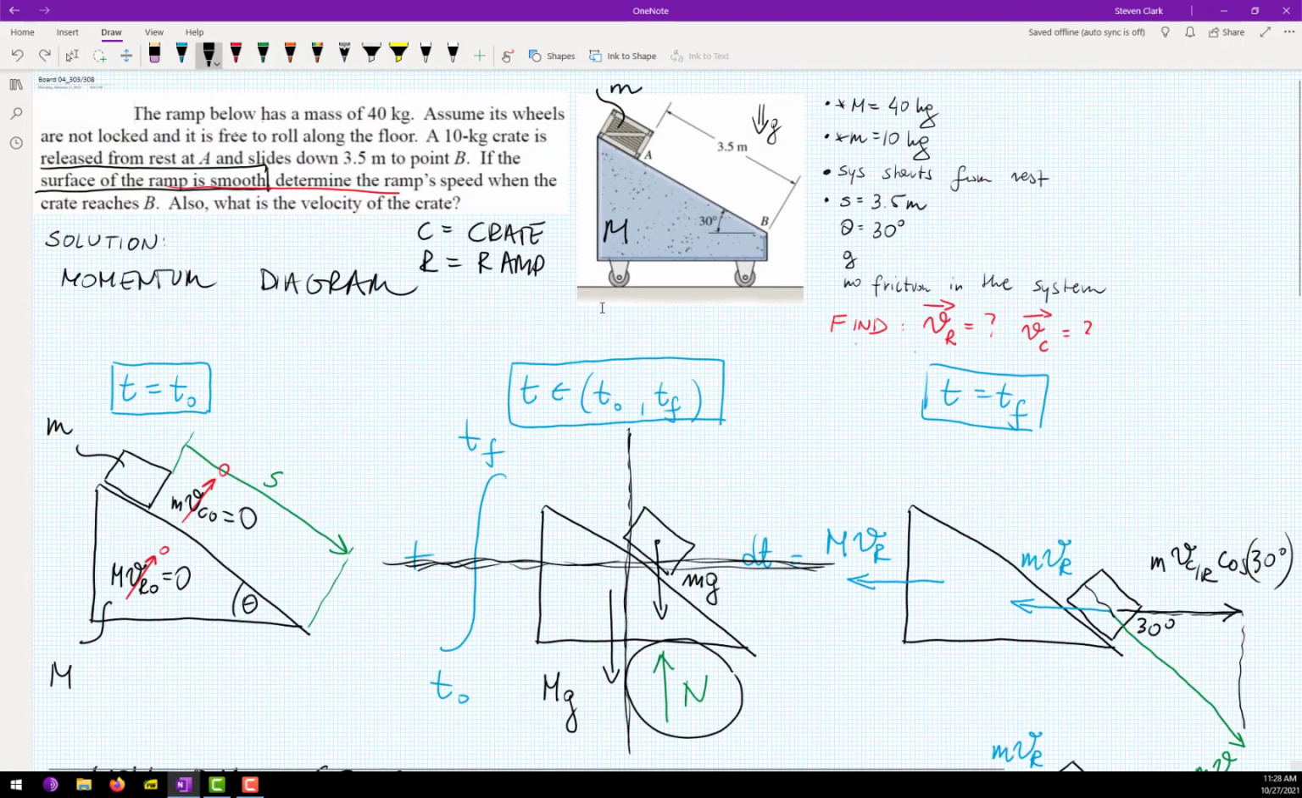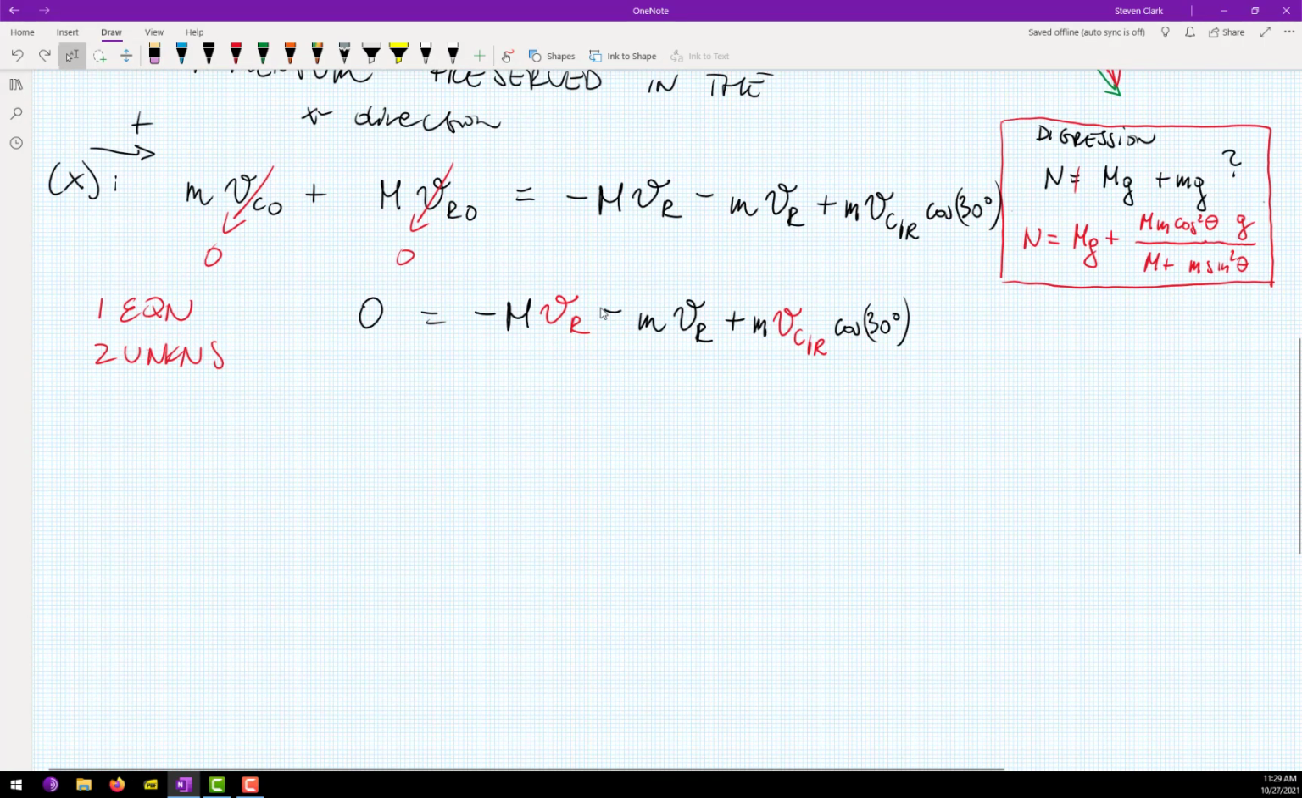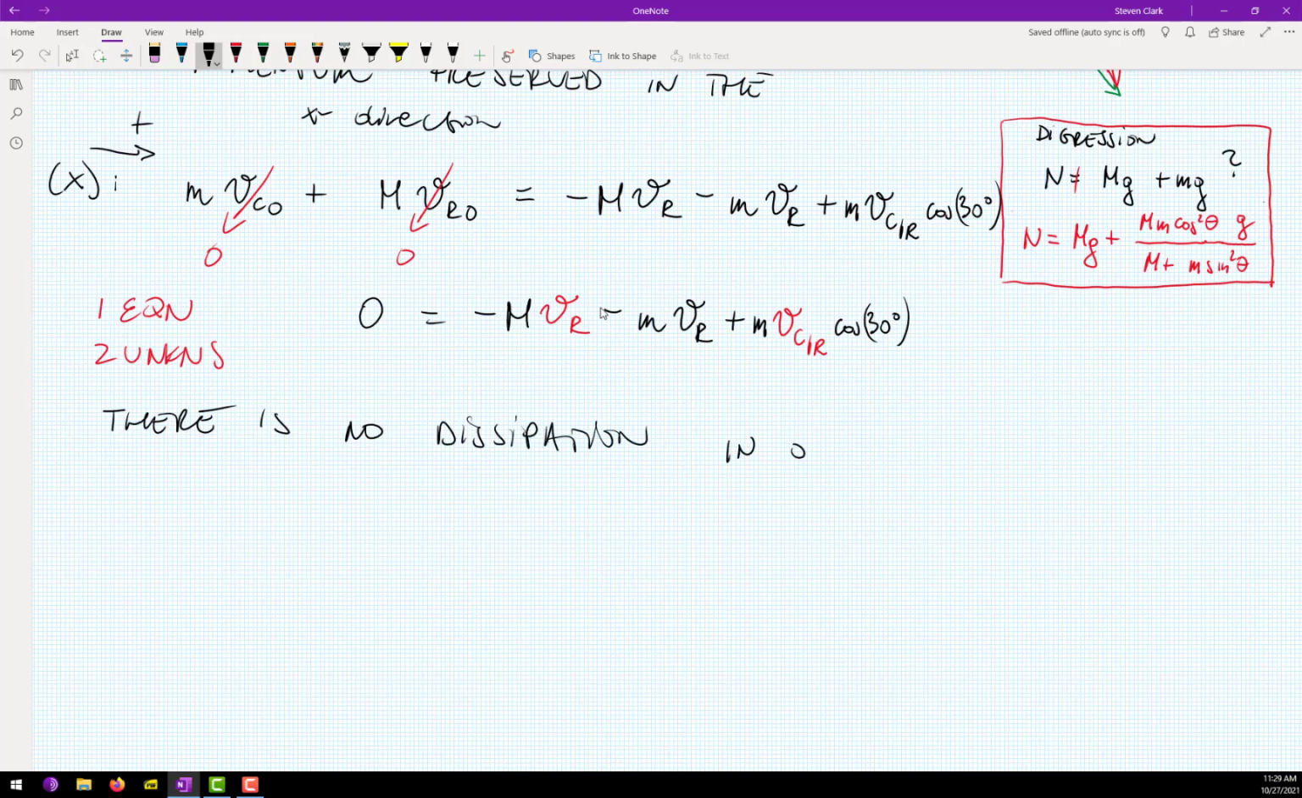But guys, here is some information. There's no friction in the system. So what should we go for? Yeah, energy is preserved. There is no dissipation, exactly. So we are not going to go for the y direction. We could, but I do not recommend it. Let's just look at the energy equation. There is no dissipation in our system. Energy is preserved.